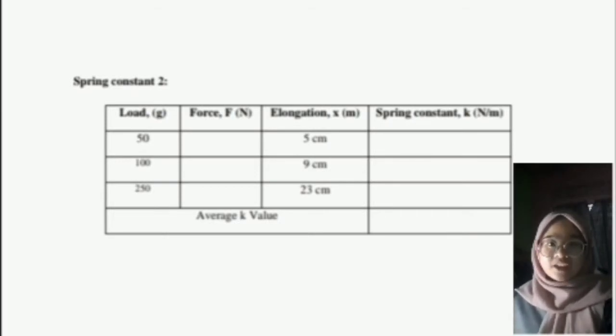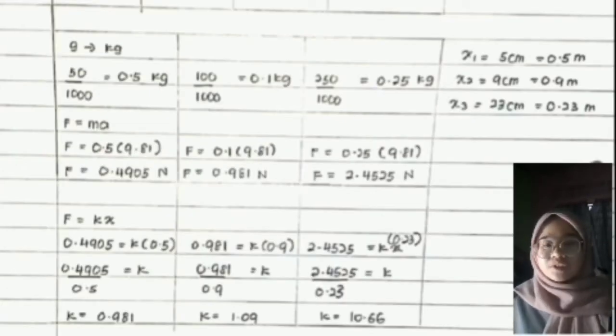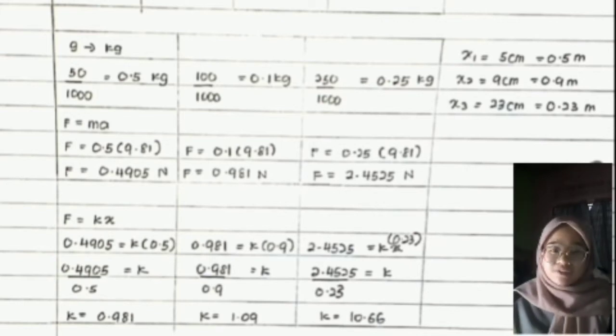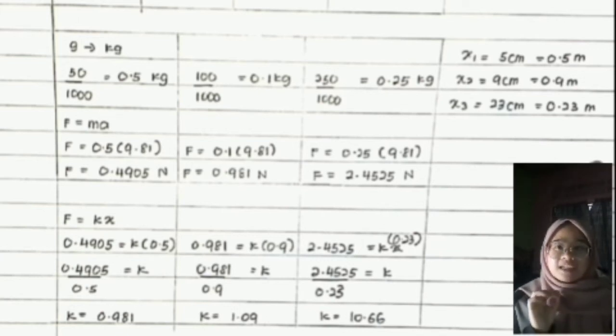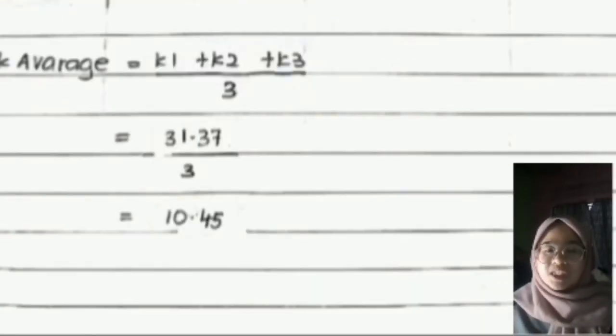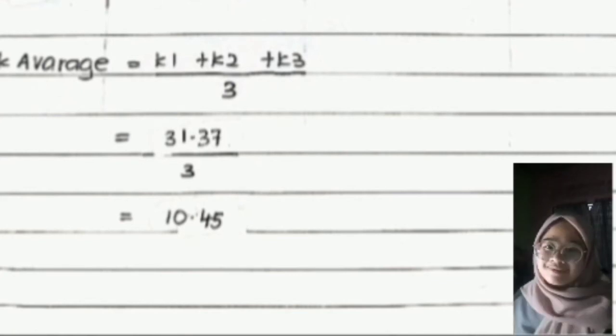After we enter the data into the table provided, we must first convert the value of grams to kg and cm to meters. After that, we find the value of force. The force formula is F equals ma. After we find the force, we also find the value of the spring constant. The formula for K is F equals Kx. After that, we find the value of K average, K1 plus K2 plus K3 divided by 3. So the value of K average for spring 2 is 10.45.